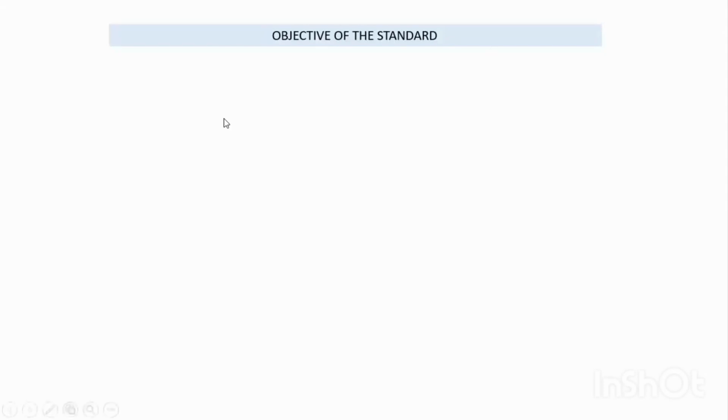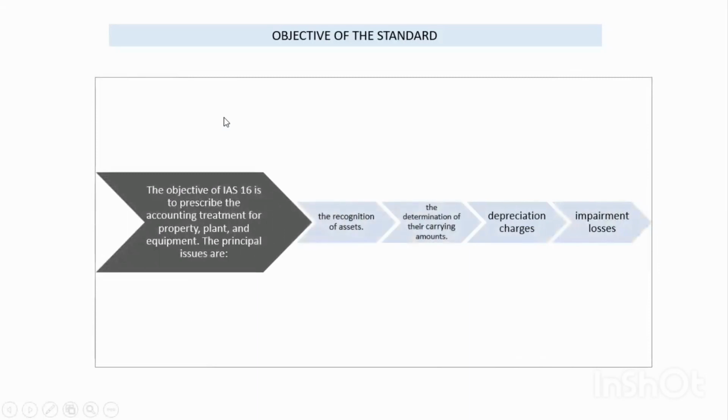So what is the objective of the standard? The objective of IAS 16 is to prescribe the accounting treatment for property, plant, and equipment. The principal issue, number one, we're looking at is recognition of property, plant, and equipment.